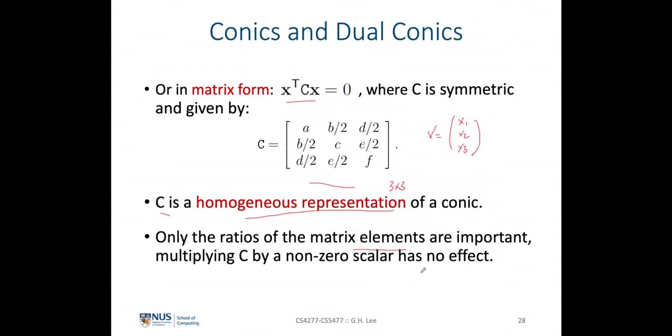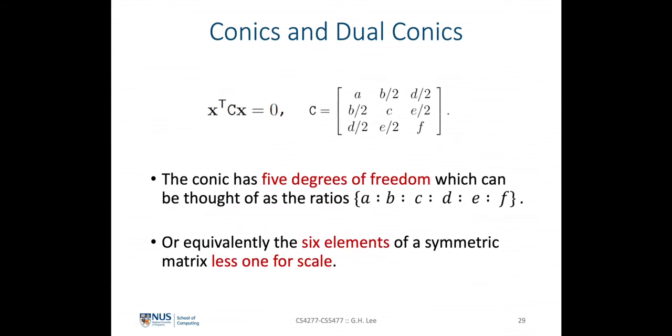This is similar to the homogeneous representation of a line and of a point. We can see that because this equates to 0, multiplying by any scalar k will always cancel out, and hence there's no effect on the conics equation here. The conic can be seen to have 5 degrees of freedom, which can be thought of as the ratio of a, b, c, d, e, and f, since we said just now that multiplying the conics equation by a k would have no effect. This means that it's only the ratio of these 6 parameters of the conic that is important.